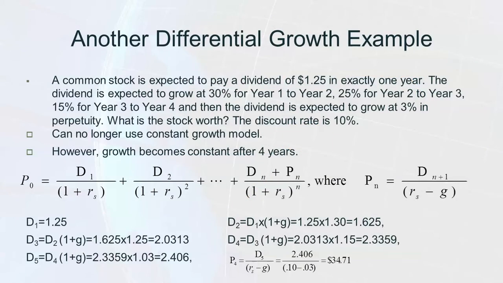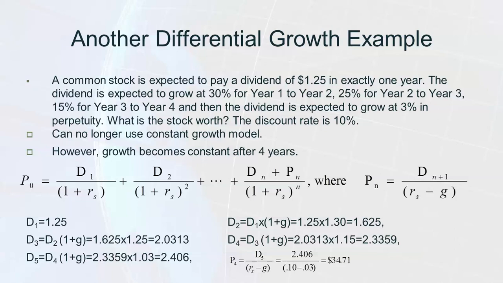So another example here. Suppose a common stock is expected to pay a $1.25 dividend 1 year from now, and the dividend is expected to grow at 30% for year 1 to 2, 25% for year 2 to 3, 15% from year 3 to 4, and then the dividend is expected to grow at 3% forever. If the discount rate is 10%, what is the stock price?